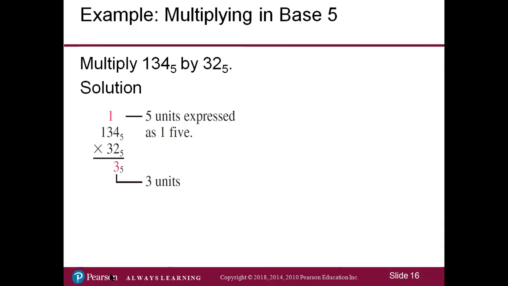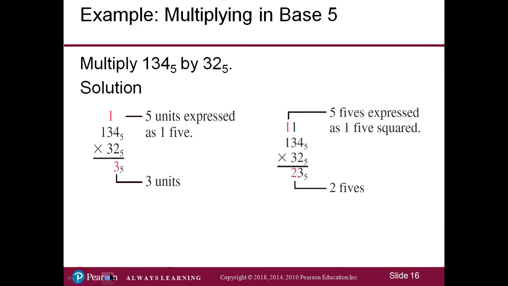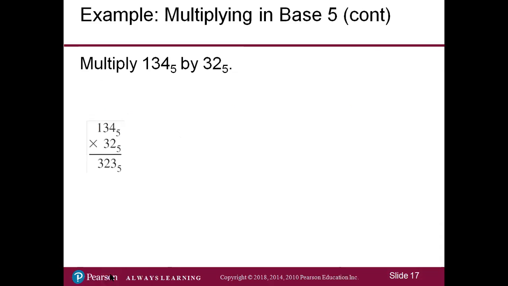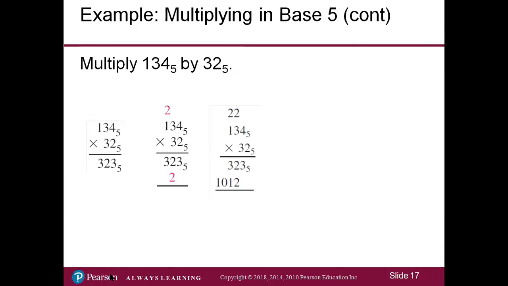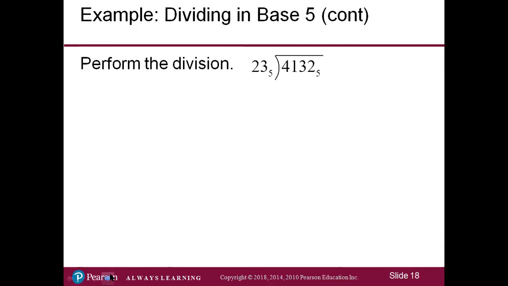We're going to do the 2 times 4 to get 6. Oh, no, we don't. 2 times 4, we get 8. 8 is then 1 five, 3 units. So 8 in base 5 is written 1 3. So we write our 3, carry the 1. Now we do 2 times 3 to get 6. Add the 1 to get 7. But this again is base 5, right? So we're going to write the 2, carry the 1, and continue this process, just like our base 10.